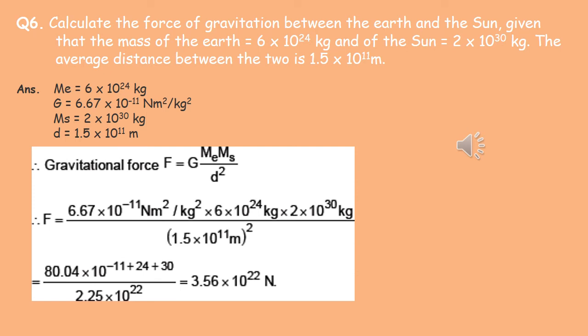So we are using the mathematical expression for Newton's law of gravitation. Gravitational force F is equal to capital G me into ms by d square. We are substituting all the values given. Remember, the denominator has to be squared. After simplification, we are getting 3.56 into 10 to the power 22 Newton.